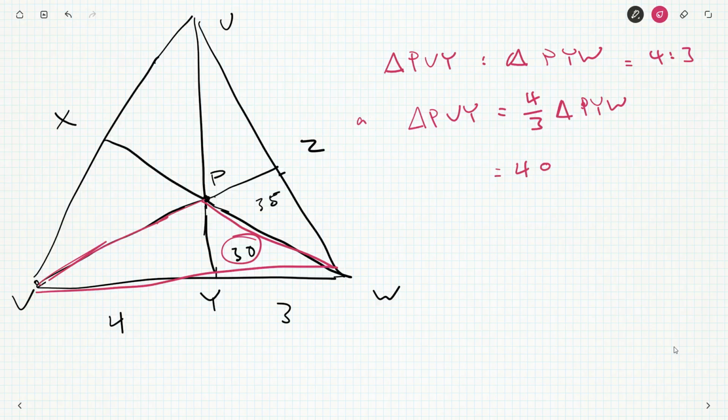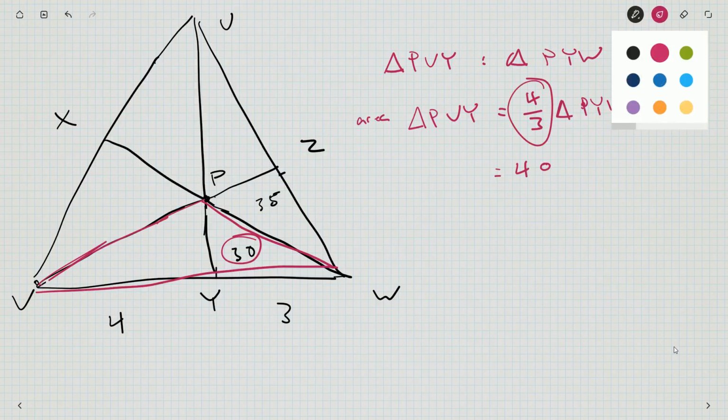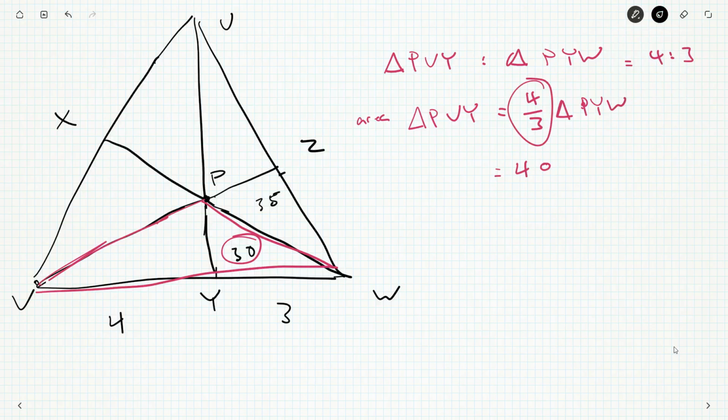And again, if you want to, you can write area every single time. I know when I write a fraction times a triangle, some of you might say, well, you're saying that they're similar triangles. No, I'm avoiding having to write area every single time. So that tells me, we'll keep it red for a second, that this area in here is 40. So we've made that conclusion. Okay.